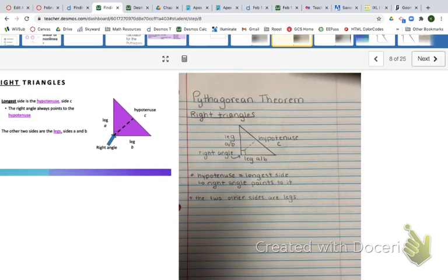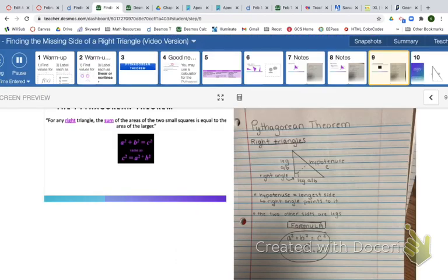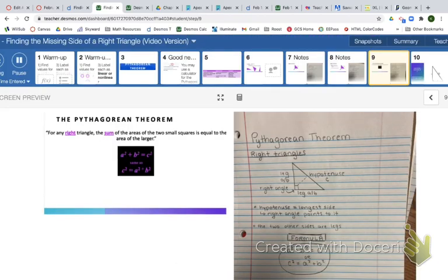Great. So we are now on slide 9. The Pythagorean theorem, what is that? The Pythagorean theorem says, for any right triangle, the sum of the areas of the two small squares is equal to the area of the larger. But don't worry, we have formulas.